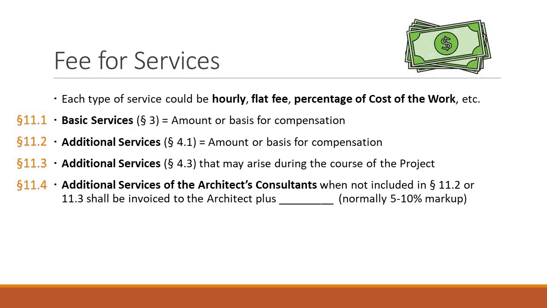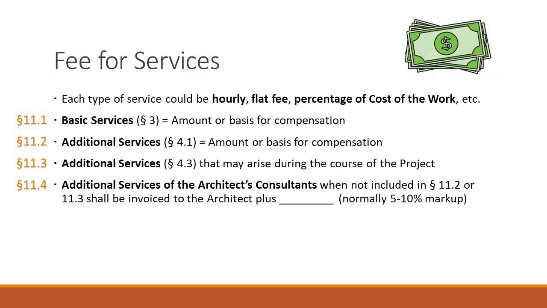11.1, 11.2, 11.3. Now, 11.4 is when the architect has a consultant. The architect has that electrical engineer. The architect has the mechanical engineer. So for that, they get paid additional services of the consultants not included in 11.2 and 11.3, plus a percentage. So for that, it says, okay, I have to hire this consultant. I have to hire a specialty low voltage lighting designer. And they're going to charge me whatever they charge me. Maybe they're charging me hourly, maybe they're charging me a flat rate. So let's say that the cost is $10,000.